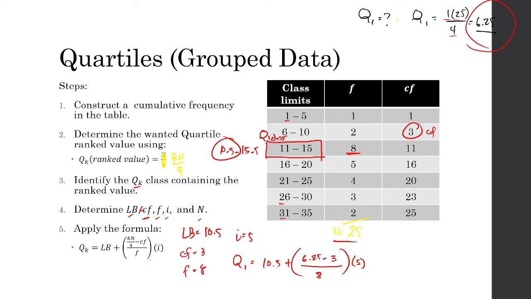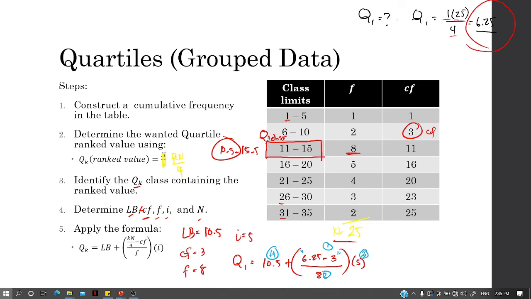Lagyan natin ng numbers kung ano yung uunahin. So this will be the first, yung i-compute nyo. Then without exiting the calculator, divide it by 8. Okay? Then multiply it to 5. Then add it to 10.5.